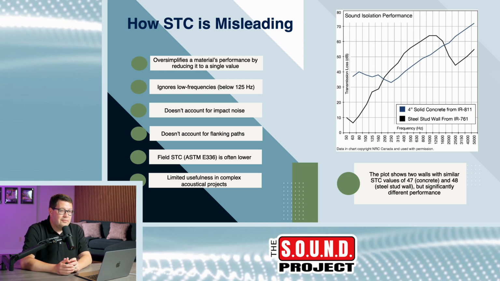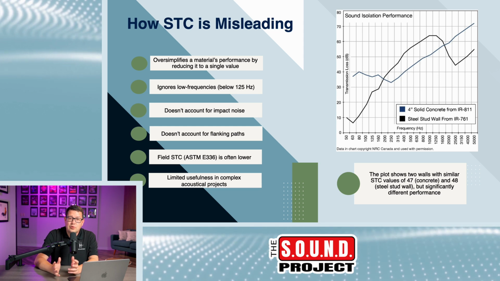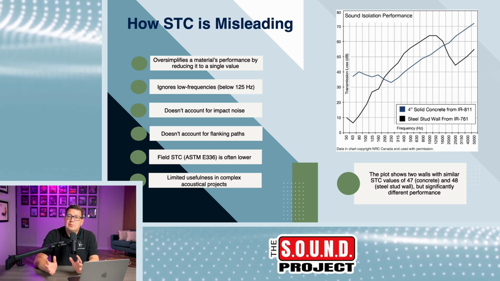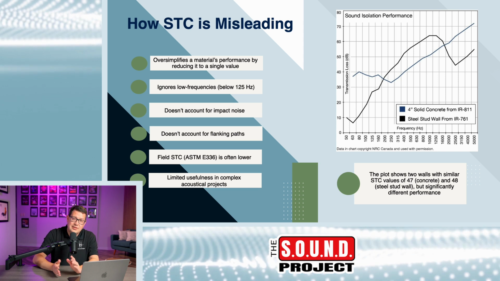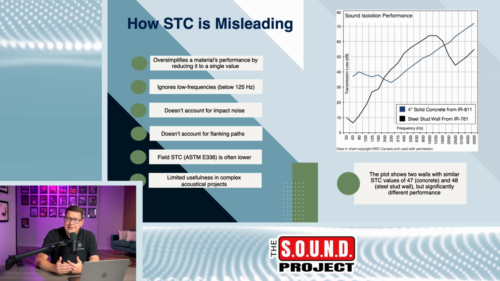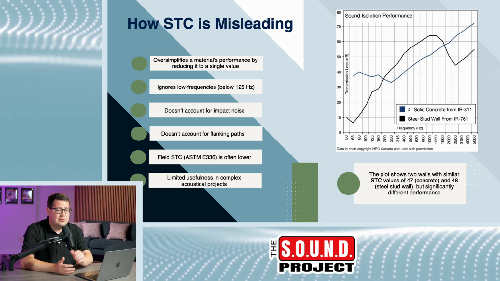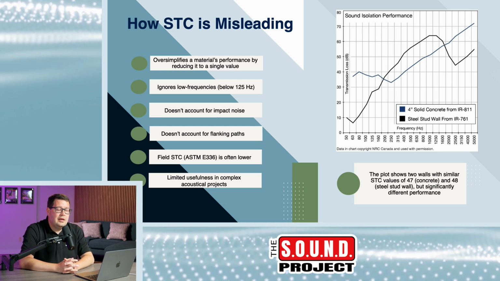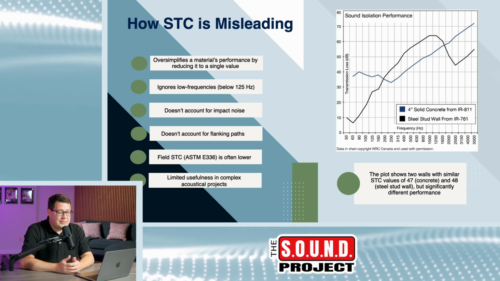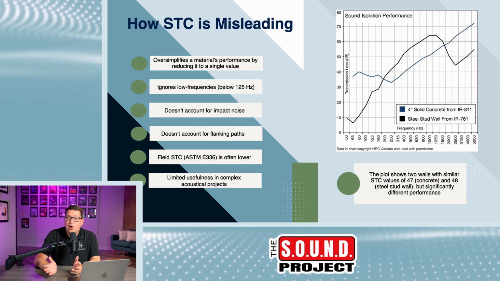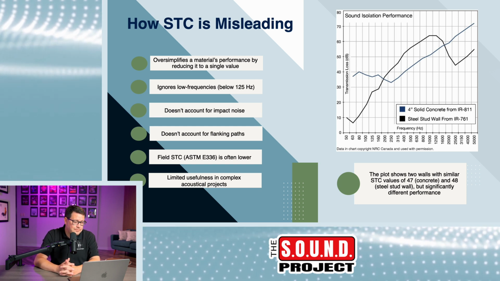It also doesn't account for flanking paths. In a laboratory, this is built within extremely solid, a lot of times concrete, rooms, and there's not a lot of flanking paths for sound to get around. They use a sealant around the entire wall to make sure that sound's not leaking around the perimeter. Well, in the real world, there's all sorts of flanking paths that sound could take.